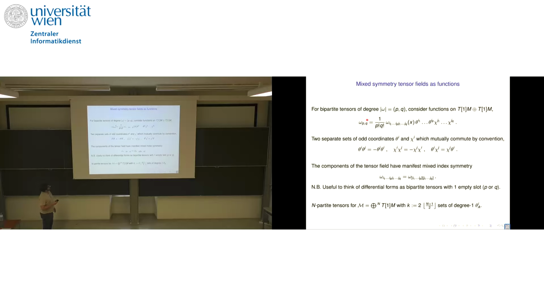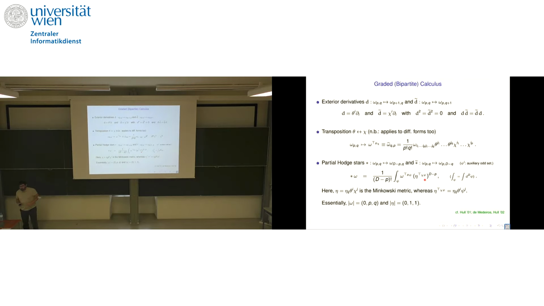Then you can describe a mixed symmetry, bipartite tensor field by doing this expansion in terms of theta and chi. Of course, the components of these tensor fields inherit this mixed index symmetry. So they are antisymmetric in the first p indices, antisymmetric in the last q indices also, but not necessarily across. Let me mention that it's useful to think even of differential forms as a sort of degenerate case of bipartite tensors with one empty slot. Of course, this sounds quite trivial, but actually it is very useful in applications. And you can generalize this to n-partite tensors, if you have more sets of antisymmetric indices, in which case you would have more sets of degree 1 coordinates. Good. And on this kind of setting, you can start building some sort of calculus.